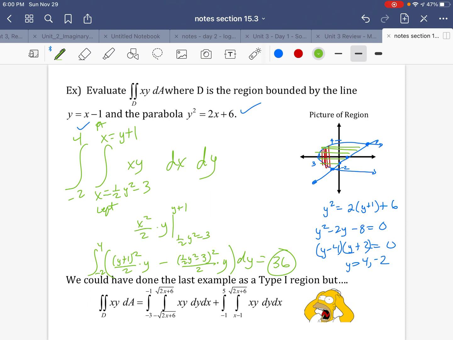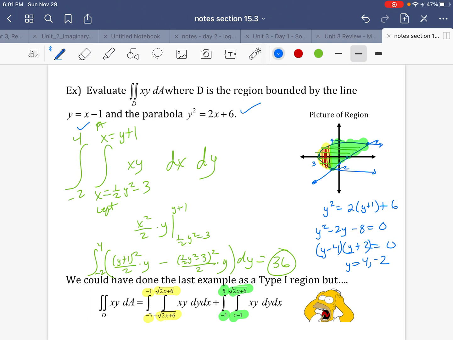Okay. So you could do that as a type 1 region, but if you did, then you would have a lot of trouble. For instance, you would have to break it up into 2 parts. You'd have to do this area right here by itself, and so you see I'm going from the bottom half to the top half, and that is between -3 and -1. And then you would have to do the second region between the line and the parabola. So there's a line, there's a parabola, and it lasts from -1 to 5, right? And actually that shouldn't be a 5, should it? It should be a 4.